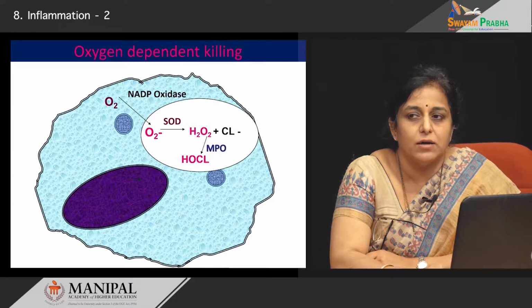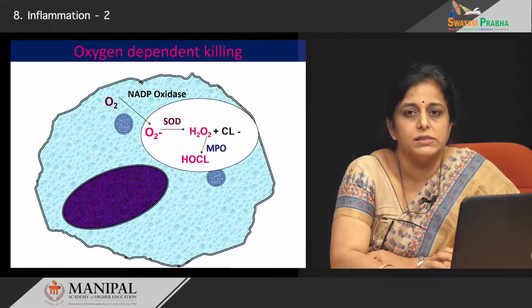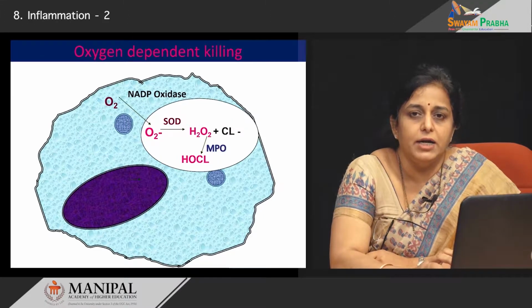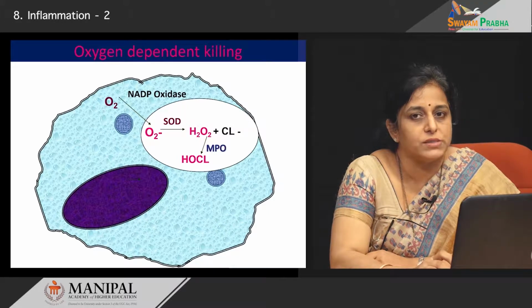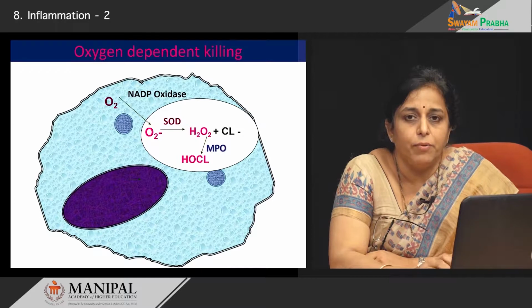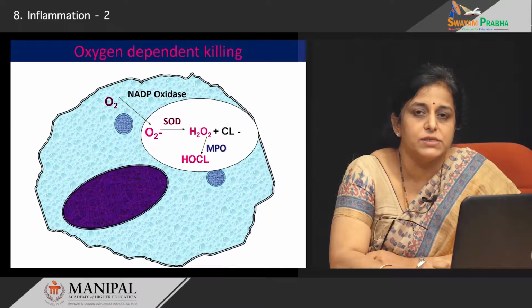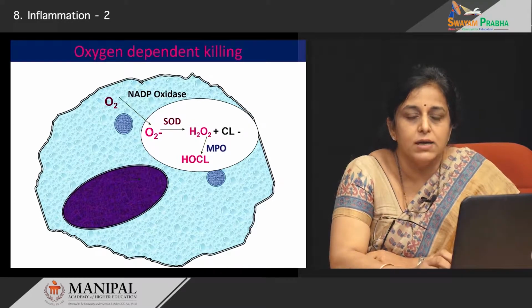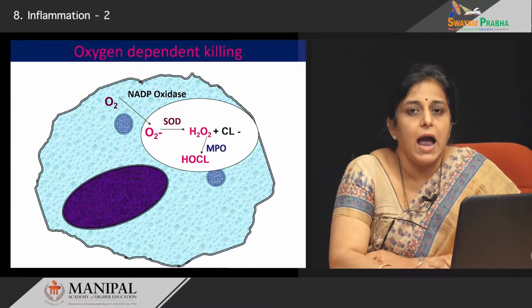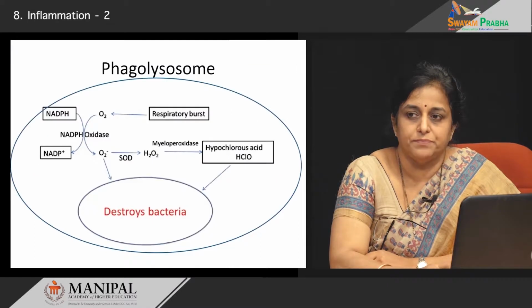So, you can see here the oxygen dependent killing includes several oxygen radicals like superoxides and hydrogen peroxide. In addition, hypochlorite, which is formed by binding of hydrogen peroxide with chloride, and three important enzymes that are involved in the process: NADPH oxidase, superoxide dismutase and myeloperoxidase.